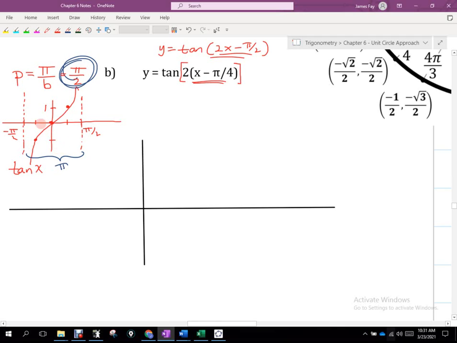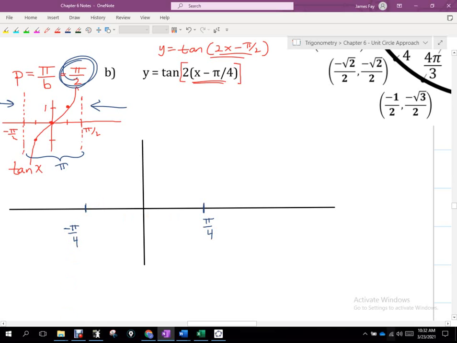Okay? When we shrink things, that's what's happening here. We're having a horizontal compression. You're essentially pushing that asymptote in, and you're pushing that asymptote in to pi over 4 increment. Okay? So if I put pi over 4 there, and negative pi over 4 there.